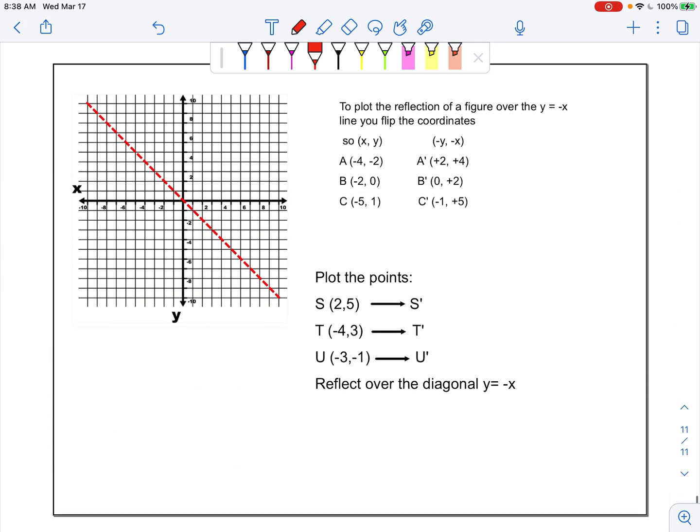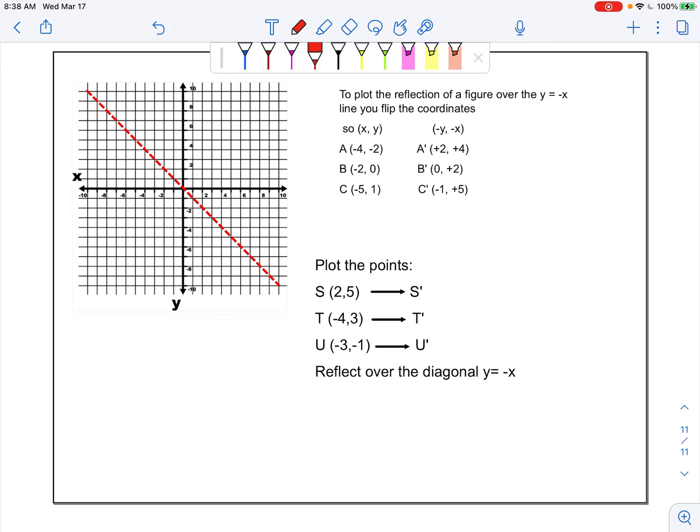So then let's look at y equals negative x. So now we've got that negatively sloped line. And the rule on this one is that you flip and change the sign. So let's just plot this one first. So S is at 2, 5. So here's my S. T is at negative 4, 3. So there's T. And then U is at negative 3, negative 1. So we're working with that same shape. We're just going to see what happens. And this one's kind of interesting because it does straddle that line of reflection.